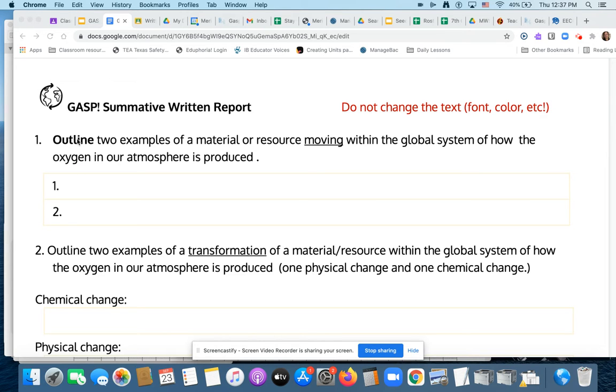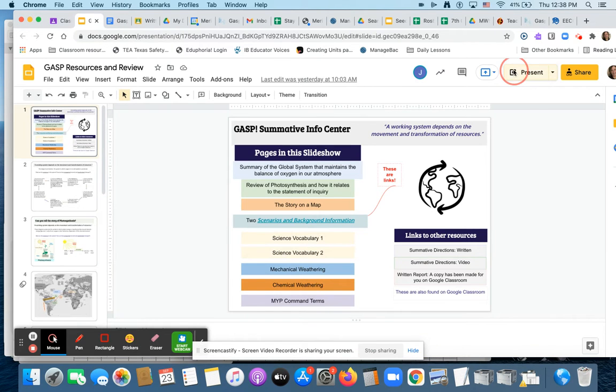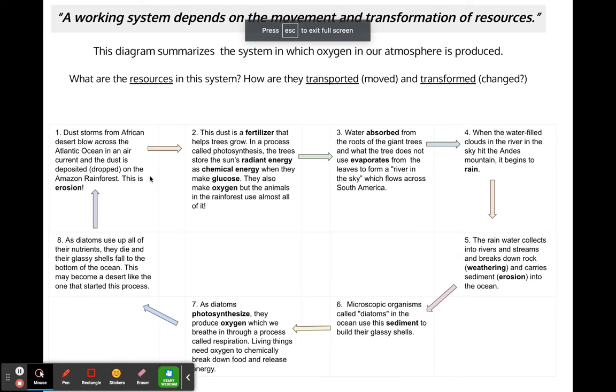The command term is outline, which is to give a brief summary or explanation. So outline 2 examples of a material or resource. A material or resource is like a thing, stuff. Keyword here is moving. So you want to outline 2 examples of a material or resource that's moving. Moving where? Moving within that whole global system that we've learned about of how oxygen in our atmosphere is produced. Remember, you have these resources. It's all right here. So you take a look here and you think, okay, what is moving?